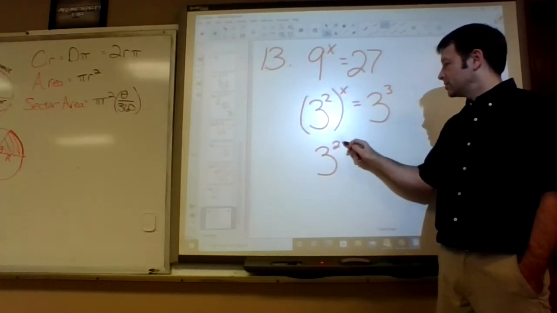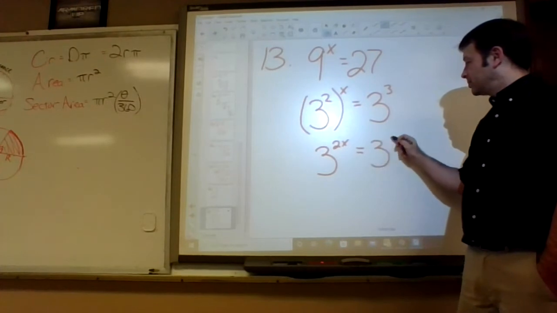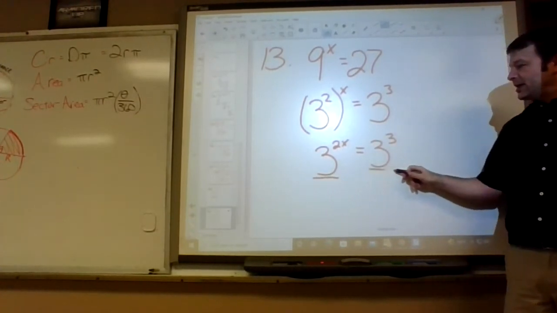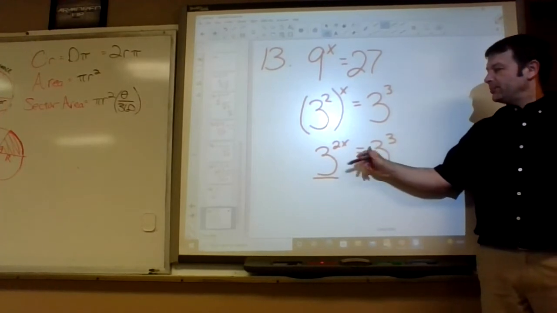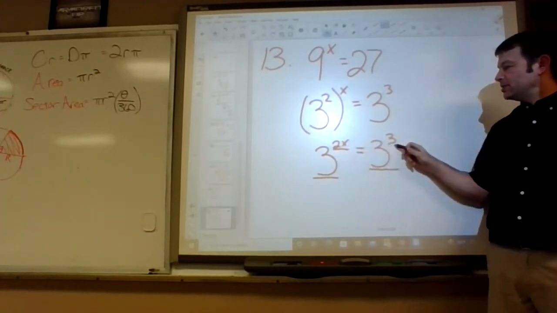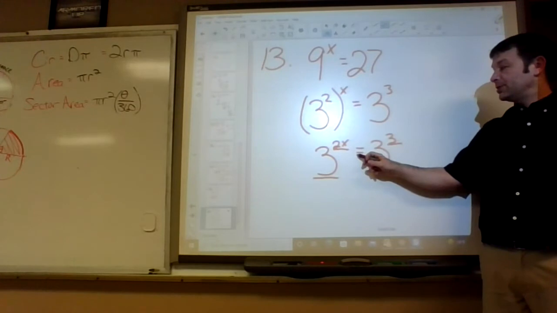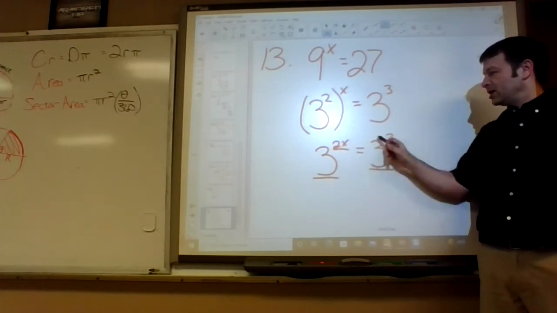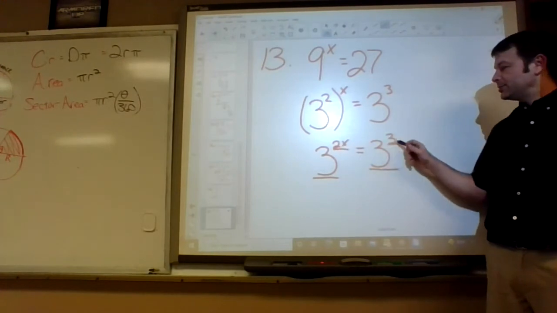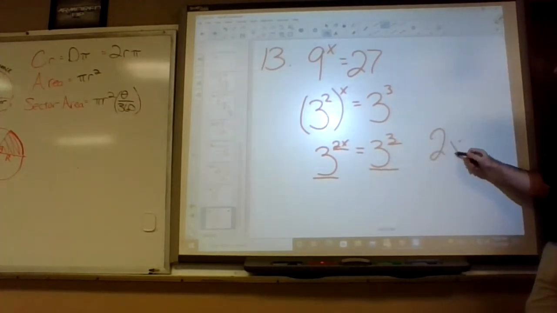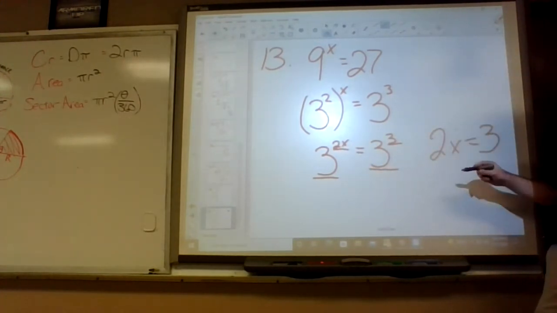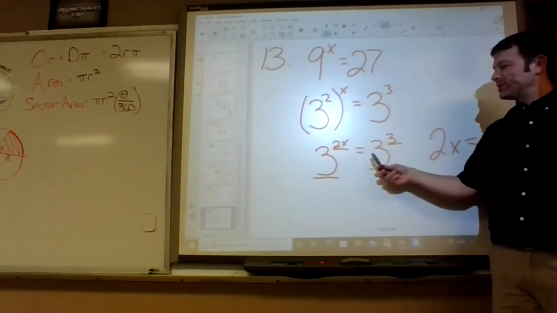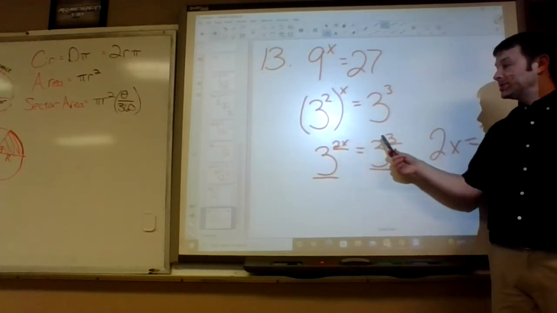Anyway, 3 squared to the x is 3 to the what? 2x equals 3 to the third. Okay, if the bases are the same, then the exponents need to be the same to make these two equal. These are both 3 to the what equals 3 to the what. These two what's need to be the same. 2x equals 3. And that's how we're going to solve it. You guys get that? Yeah. Now that the bases are the same, the exponents need to be made the same.